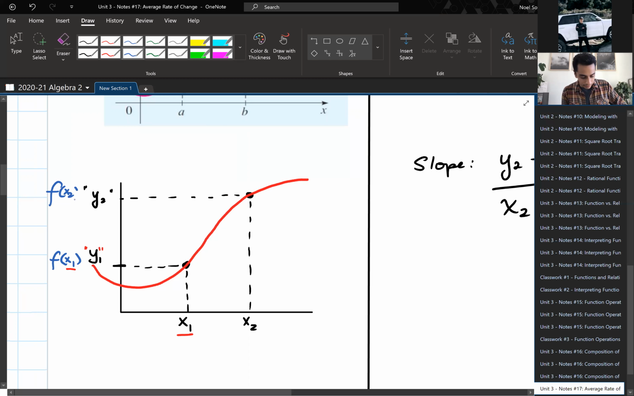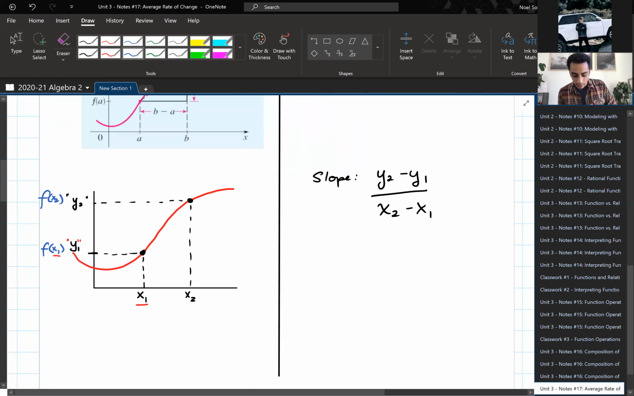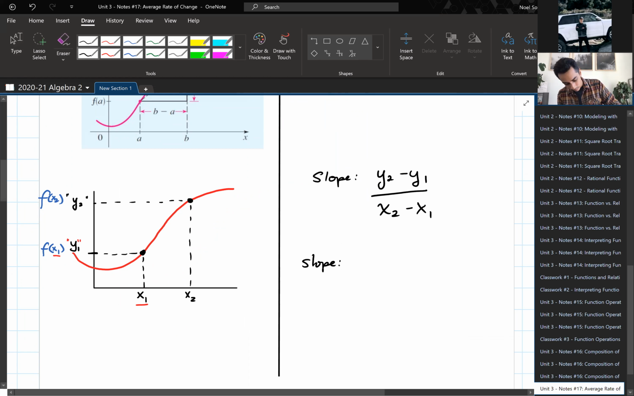Yeah, f of x2, right? F of x2, that's it. So these are just notations. Look at how your slope formula is going to change a little bit, because we're not using y2 and y1 anymore. We're using f of x2 and f of x1, but they still mean the same thing as y2 and y1. So now you have a new slope formula: f of x2 minus f of x1 all over x2 minus x1. The bottom didn't change, but the numerator did.